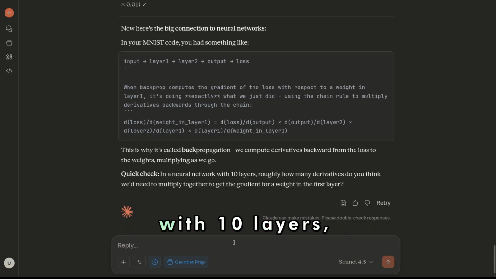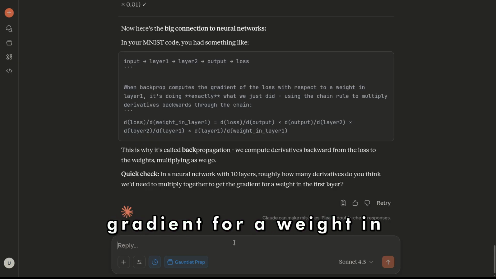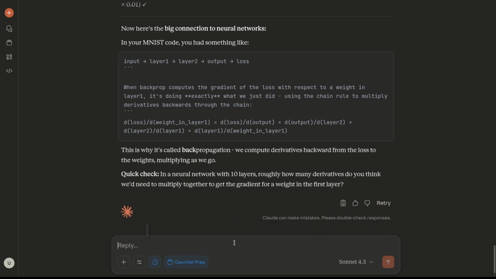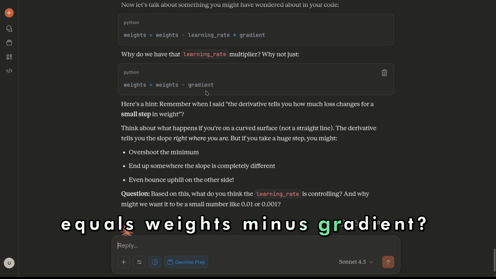So in a neural network with 10 layers, roughly how many derivatives do you think we'd need to multiply together to get the gradient for a weight in the first layer? In the first layer? 10, right? 11? Why do we have that learning rate multiplier? Why not just weights equals weights minus gradient?